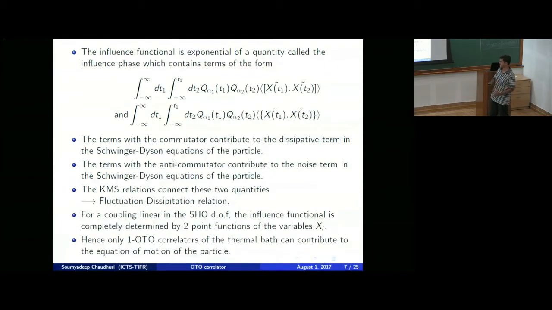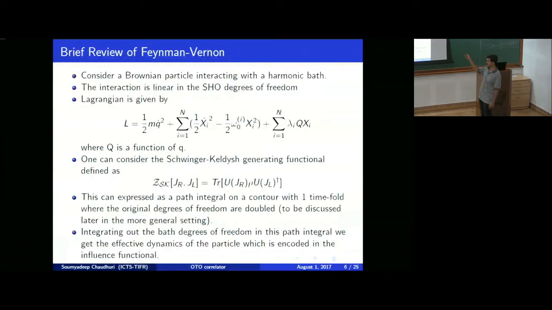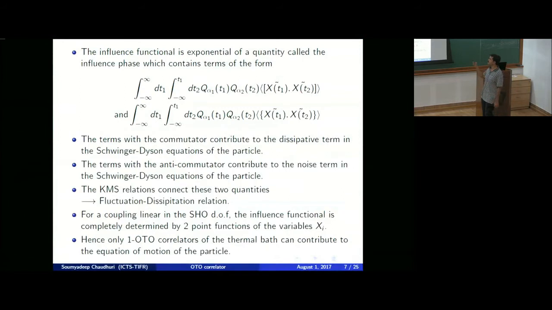The coefficients that you will get corresponding to this expansion are the Schwinger-Keldysh contour correlators of X, and these contour correlators are calculated for this quadratic theory, and hence you can apply Wick's theorem, and you can get the entire expansion by exponentiating the 2-point functions. The quantity that you exponentiate is called the influence phase, which is obtained from 2-point functions in the Schwinger-Keldysh formalism.